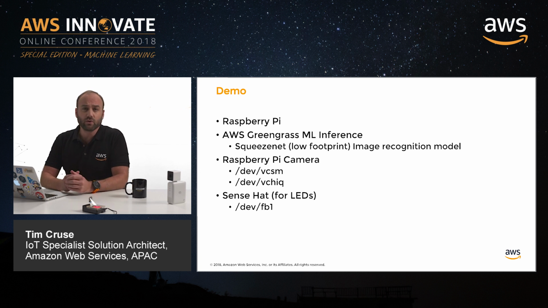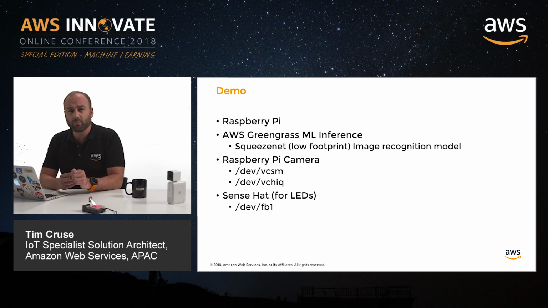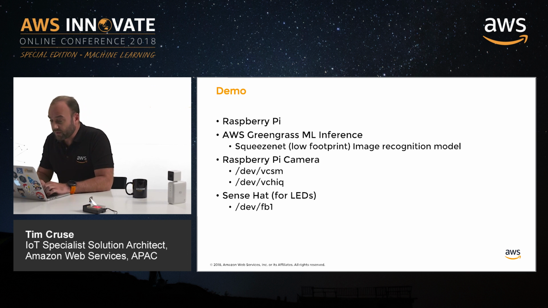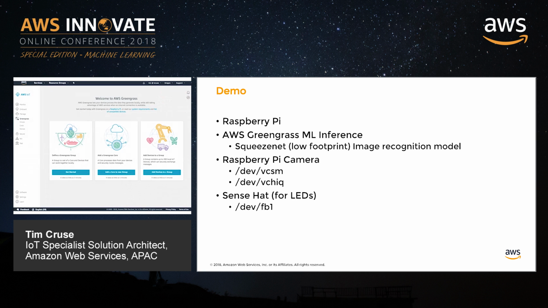Of course, I'll be using AWS Greengrass Machine Learning Inference to detect objects in my images. For this, I'll be using a SqueezeNet model. SqueezeNet is a lower footprint model requiring less parameters whilst maintaining a high enough accuracy. It's a great model for low-power devices like the Raspberry Pi. And since my Raspberry Pi doesn't have a GPU, it's a great fit. So let's switch to my AWS Management Console for AWS Greengrass.